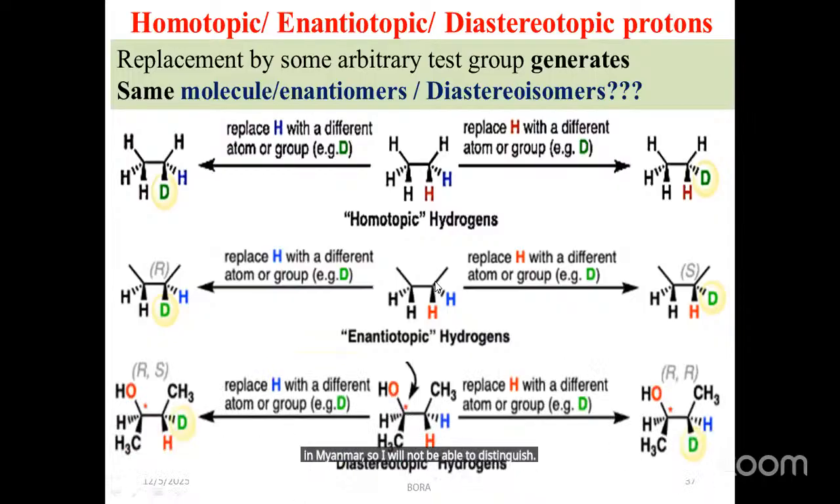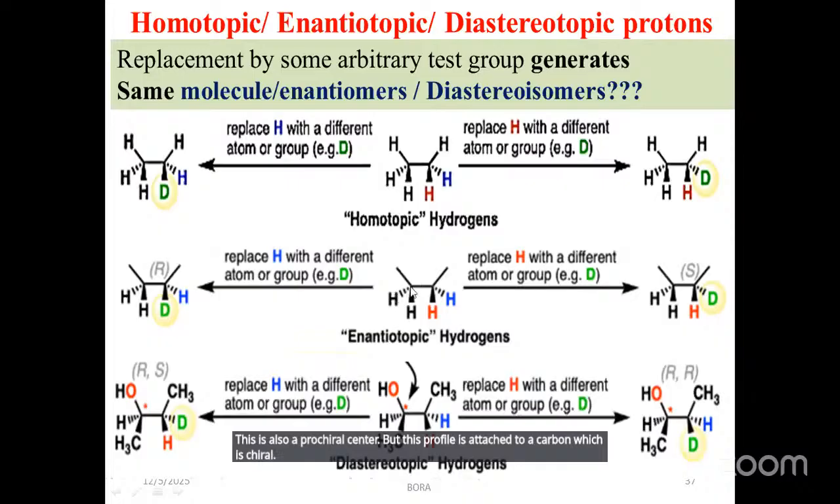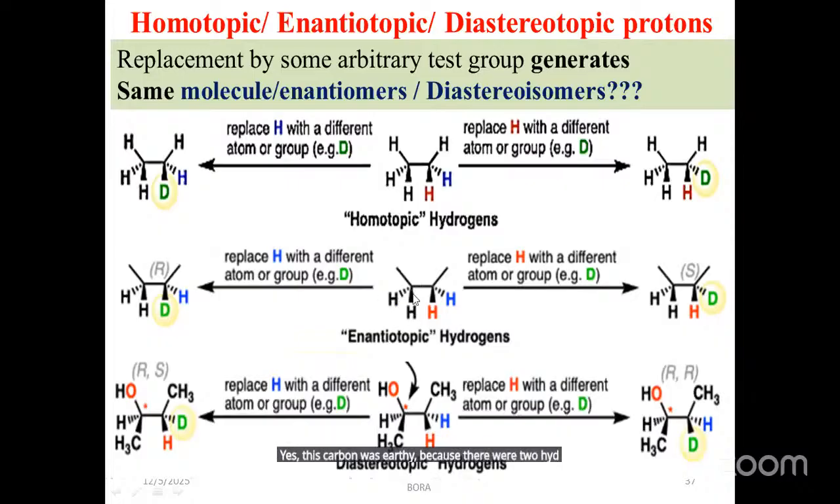Let's take another example. What is the difference now? Again, we have CH3, CH. Again, this is a prochiral center, just like the above example. But this prochiral center is attached to a carbon which is chiral. Here, this carbon was achiral because there were two hydrogen atoms attached to it. But here now you can see CH3, H and OH. So there is already a chiral center present in that molecule, and by replacing you will generate another chiral center.